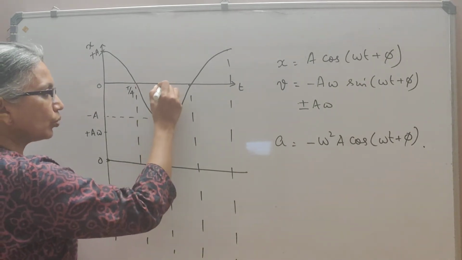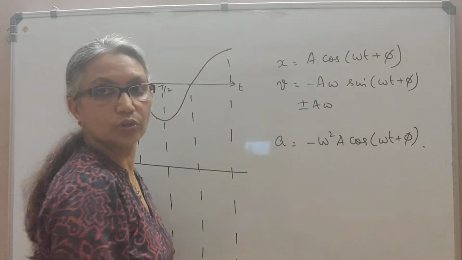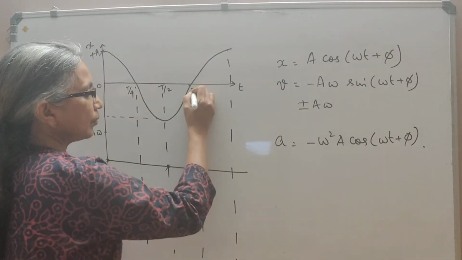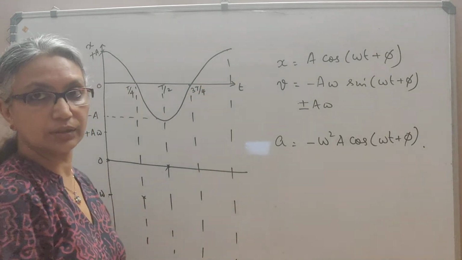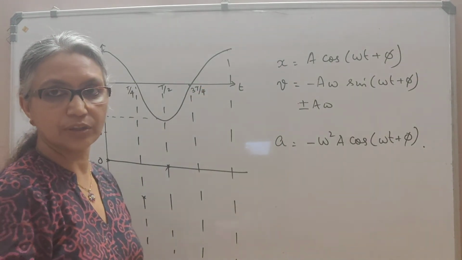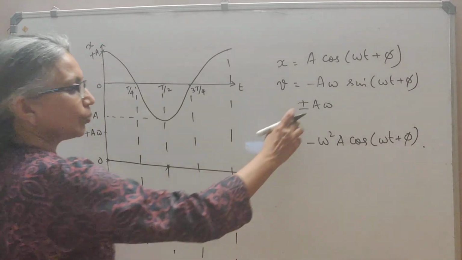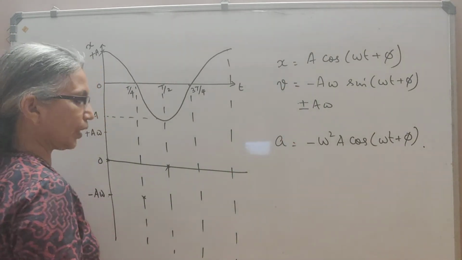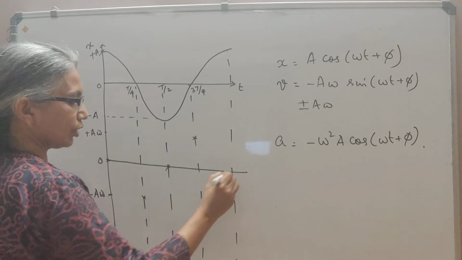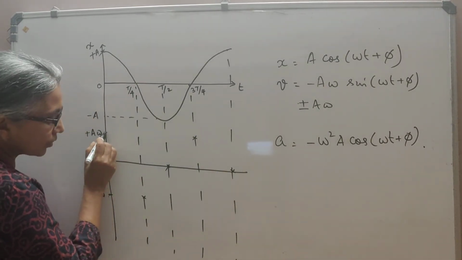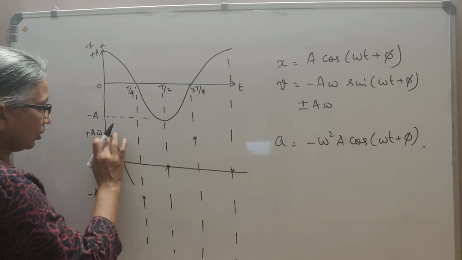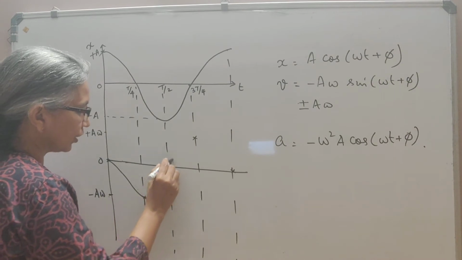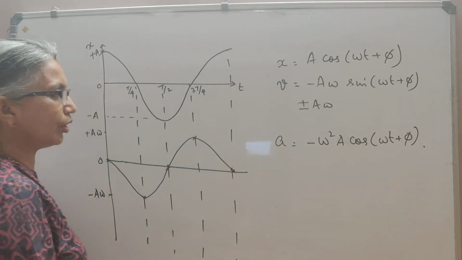Then at T/2, which is π, sin π as you know is 0, so it goes back to 0. Then at 3T/4, which is 3π/2, 270°, the sine function will take the negative value, -1, so -Aω. This minus into this minus will give you plus, so this will go on to the positive value and then back here. This will be your function that represents the velocity of the simple harmonic oscillator.